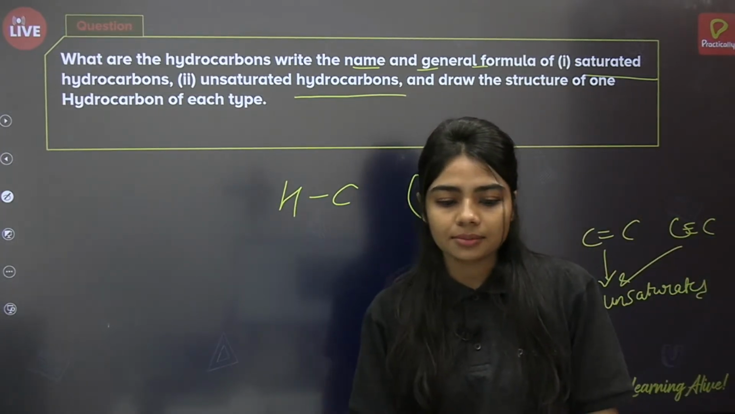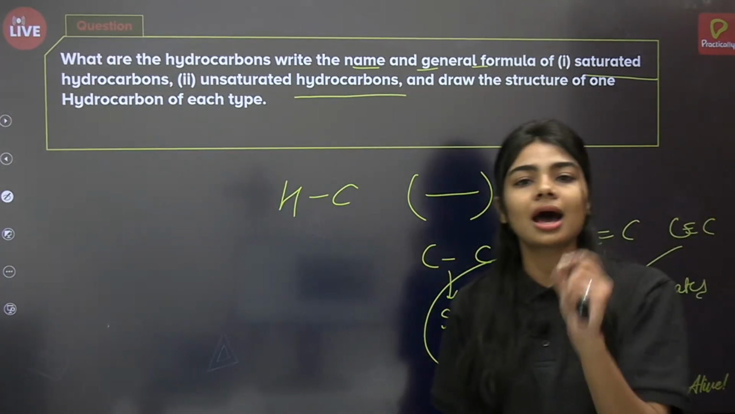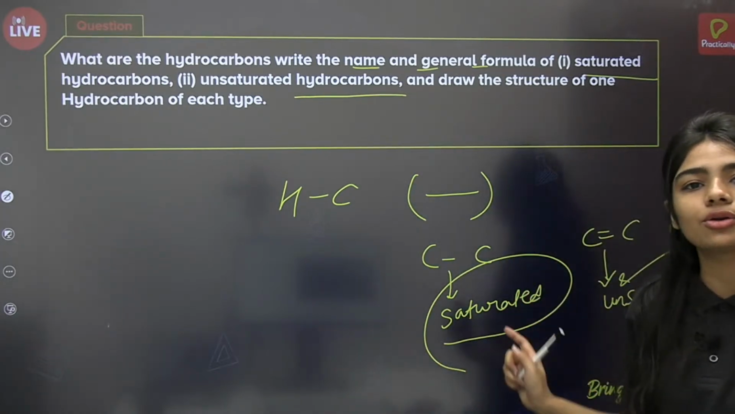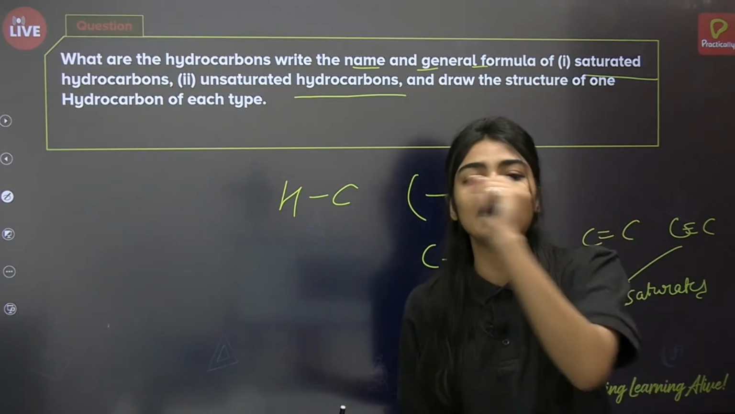Hi TG Gaming. Okay. So, saturated hydrocarbons are what? They are alkanes, and unsaturated hydrocarbons are those having a double bond or triple bond, that is alkene and alkyne.